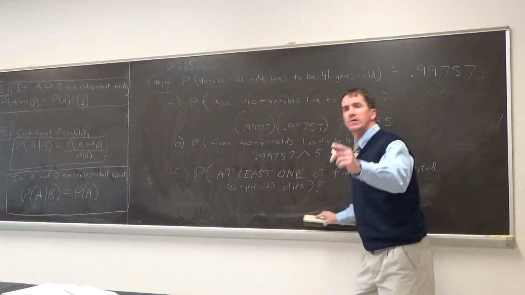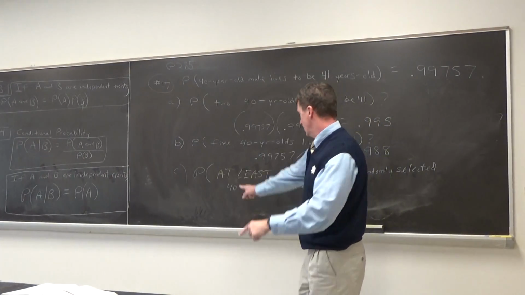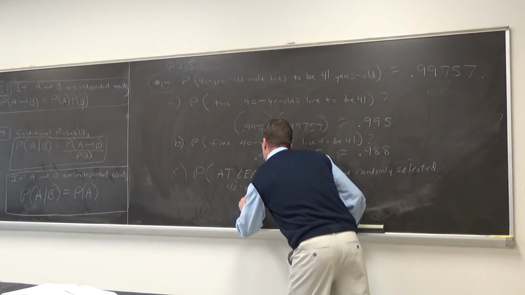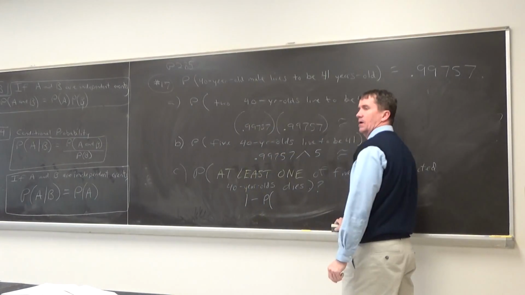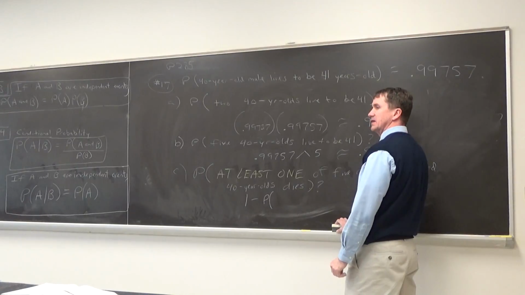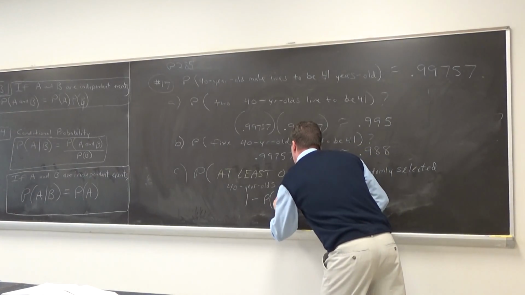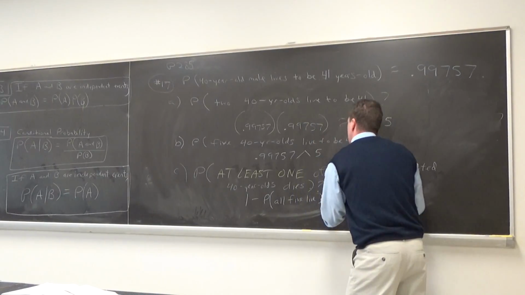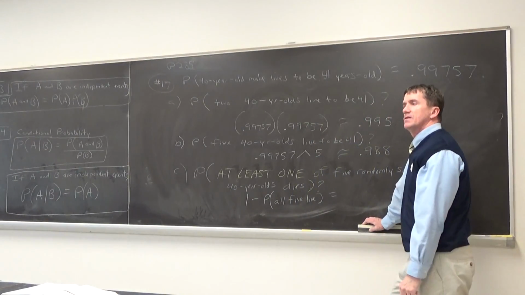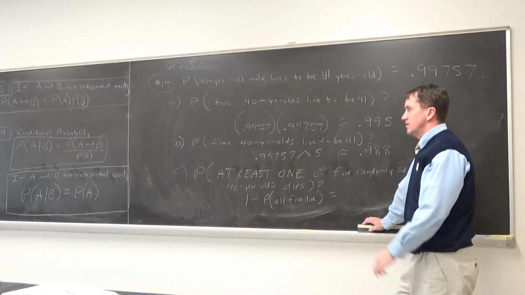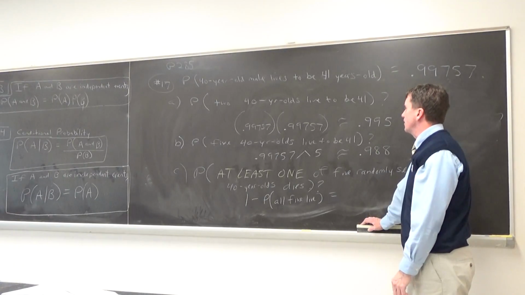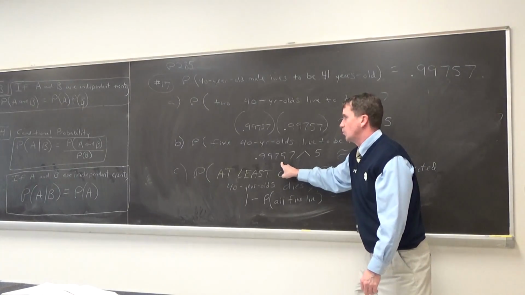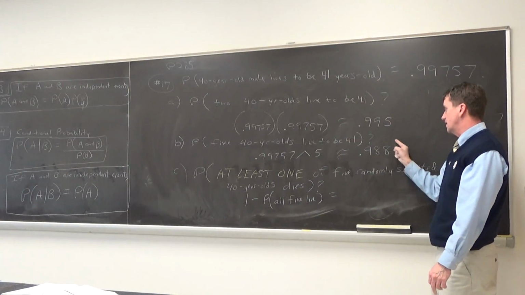So, everyone agree, a complement rule? Mm-hmm. At least 1 is 1.0 minus all 5 live. And I think we have that somewhere on the board. All 5 live. 1.0 minus the probability all 5 live. And you look back to your previous answer. Be careful though. It's not that number. That wasn't for 5, that was only for 1. So all 5 living was the 0.988.